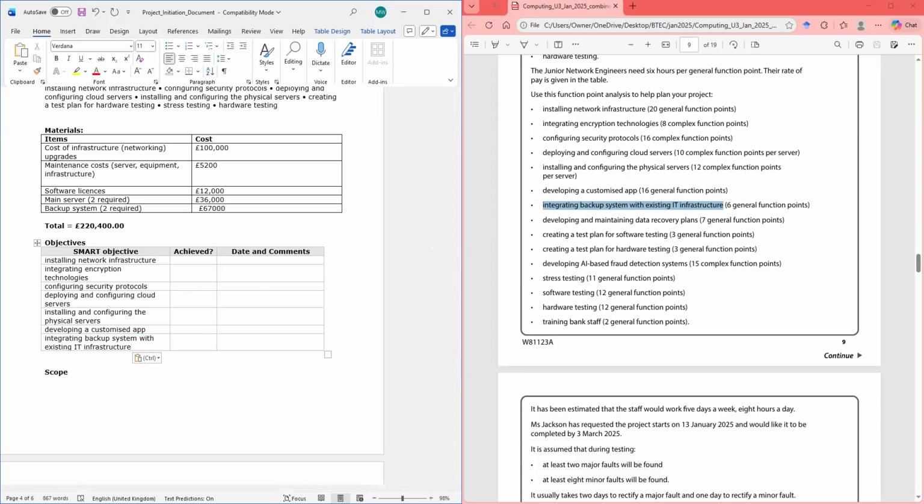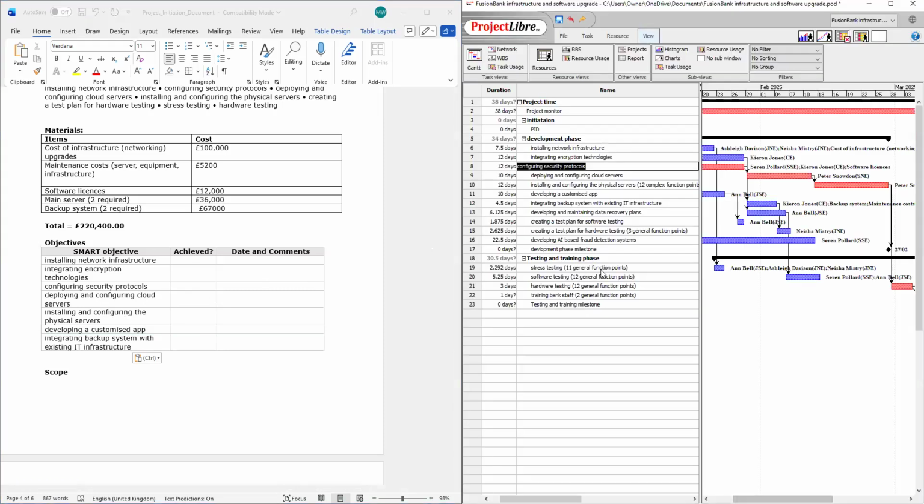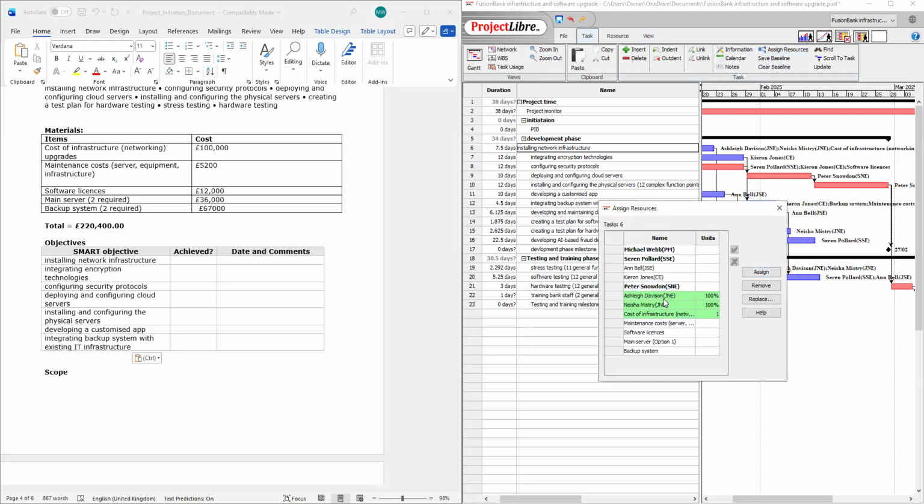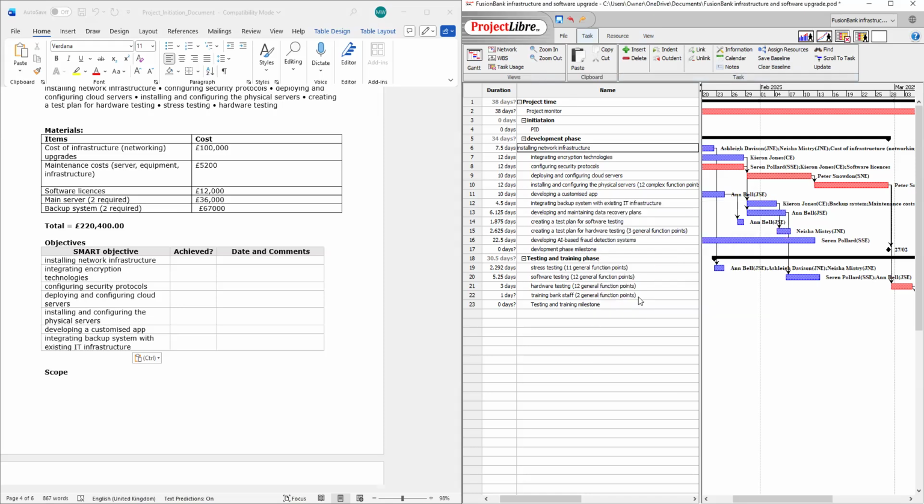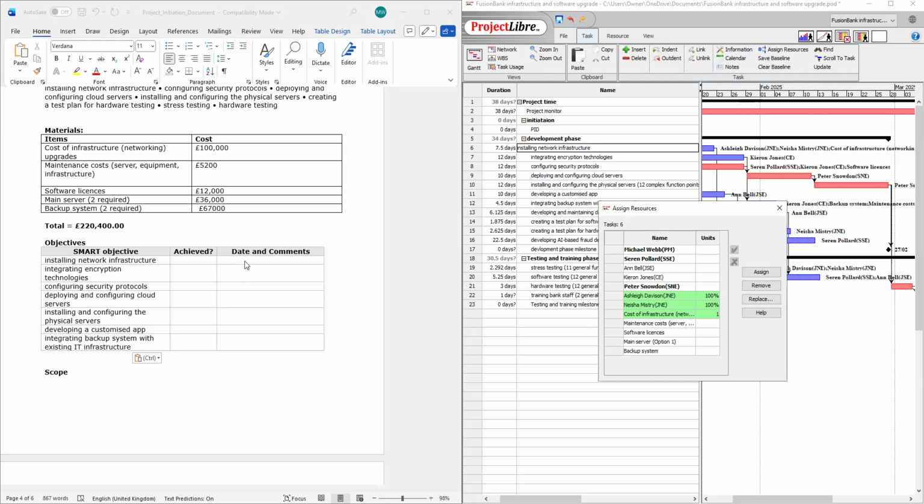And then I'm going to go back to my Gantt chart. So first of all, I'm going to look at installing network infrastructure, which will be at the top here. I'm going to select it and look at what I'm going to do. Select task, go over to assign resources, and look at all of those who are assigned to it. Ashley. So all you have to do is just put Ashley's name here.